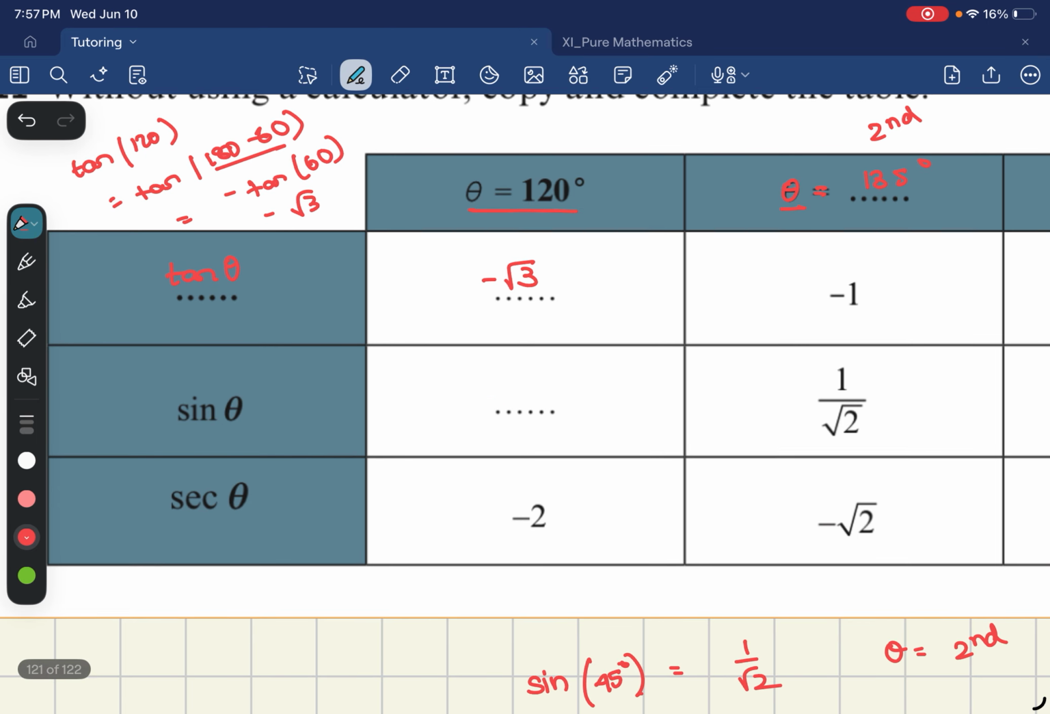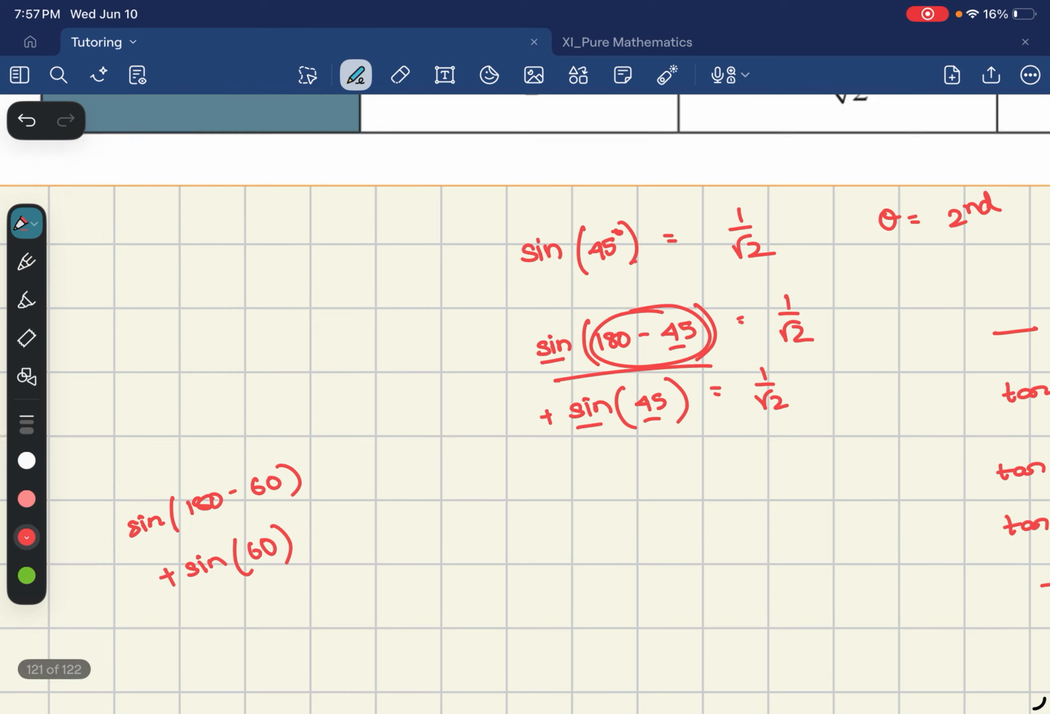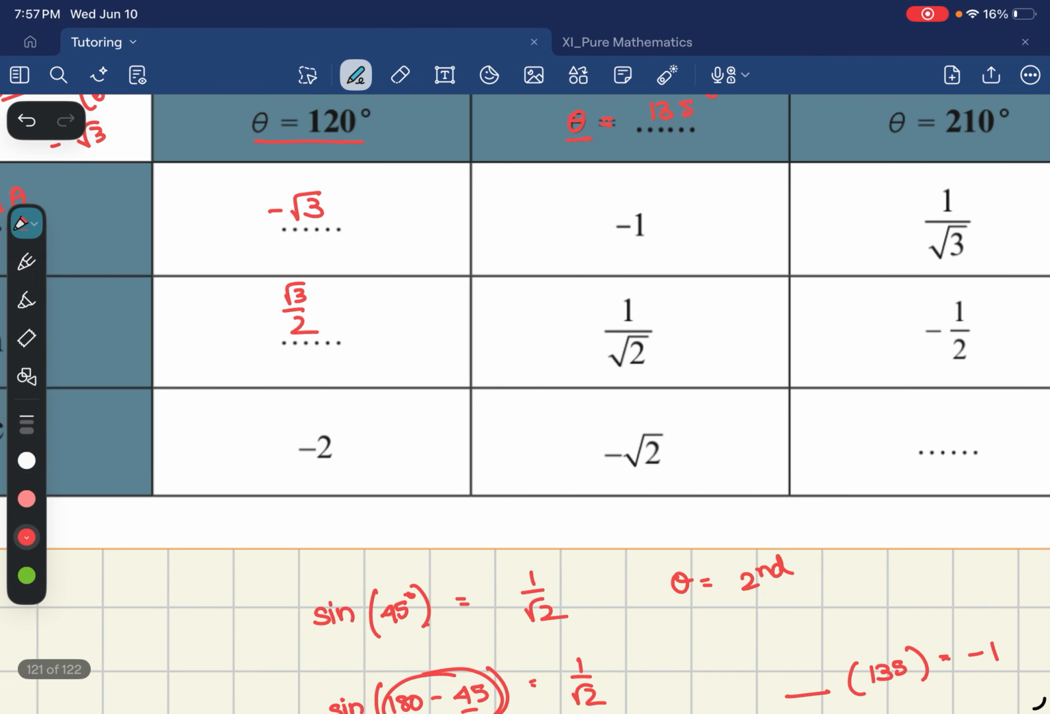All right, what is sine 120? Sine 120 is sine of 180 minus 60. Sine, I write it as it is, 60. And in the second quadrant, sine is positive. So sine 60 degrees is root 3 by 2. All right, and this is filled out.